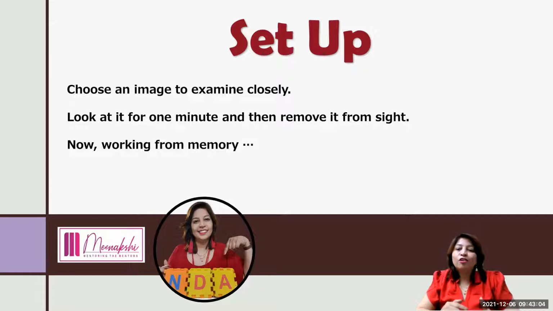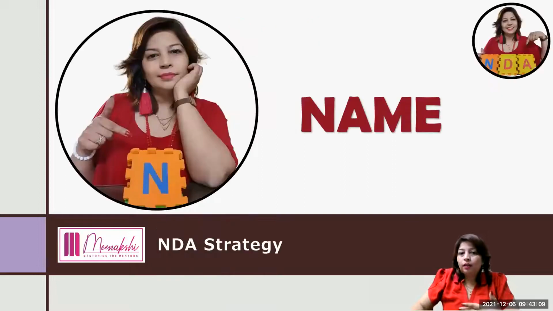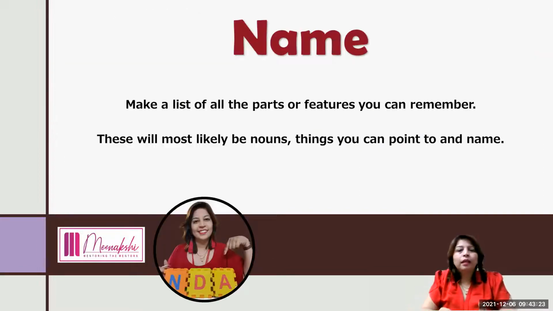Now, working from memory. Give them some time after that to recall. Name: the first letter of this abbreviation, NDA. The first letter N stands for name. What they have to do in this step is make a list of all the parts or the features that they can remember. These will most probably be nouns, okay? So they have to write some nouns, right?